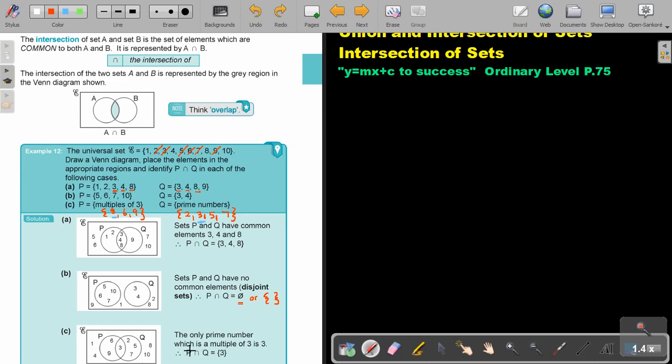And then again, P intersection with Q, what will it be? 3. And very important, don't just say 3. If you say, for example, n, and then it's also not curly, it's round brackets, n(P intersection Q).